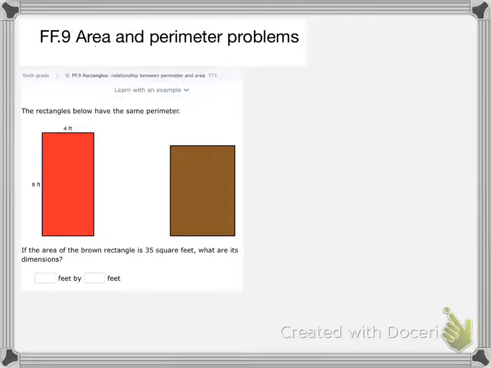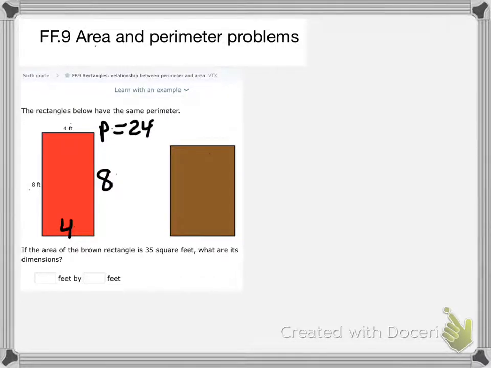The rectangles below have the same perimeter. So let's find the perimeter here with the information we're given in the red rectangle. 8 plus 4 is 12, 12 plus, oh, I labeled it wrong. My apologies. There should be an 8 on the opposite side and a 4 on the bottom. So 8 plus 4 is 12, plus 8 is 20, plus 4 is 24. So I know the perimeter is 24.